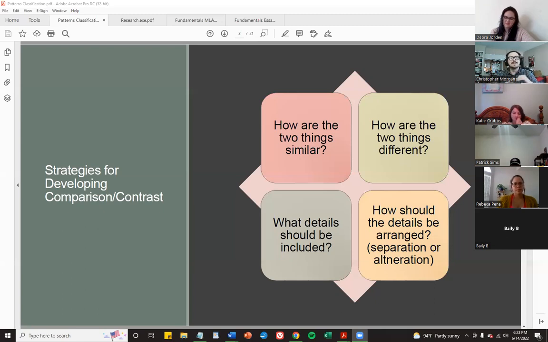How should the details be arranged? Separation or alternation of detail, right? And this is starting to ask ourselves a structural question. How do we organize the content that we're writing? Not just at a paragraph level, but how do we organize those paragraphs? In what order do we want to present information to our reader?